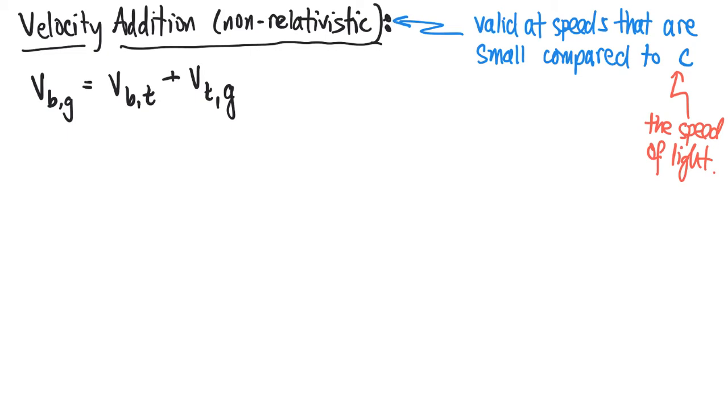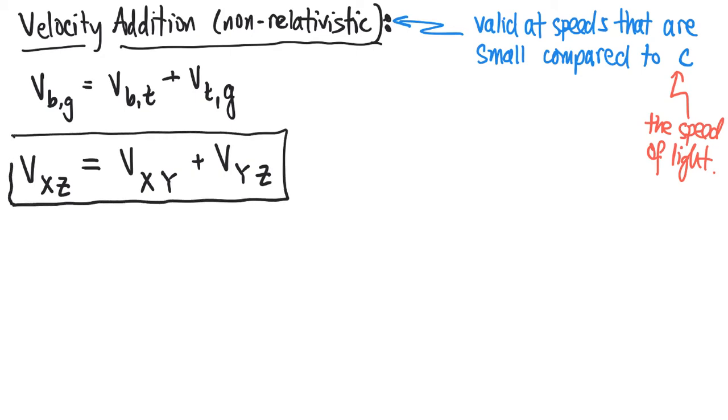So we extended that to just use x, y, and z. And we said the velocity of object x relative to reference frame z is the velocity of object x relative to some other reference frame y plus the velocity of y relative to z. And that equation that I boxed up is what we call the velocity addition formula that's valid at non-relativistic speeds.